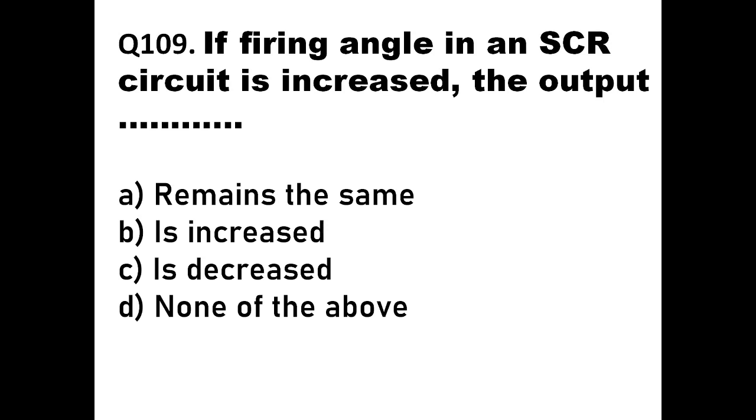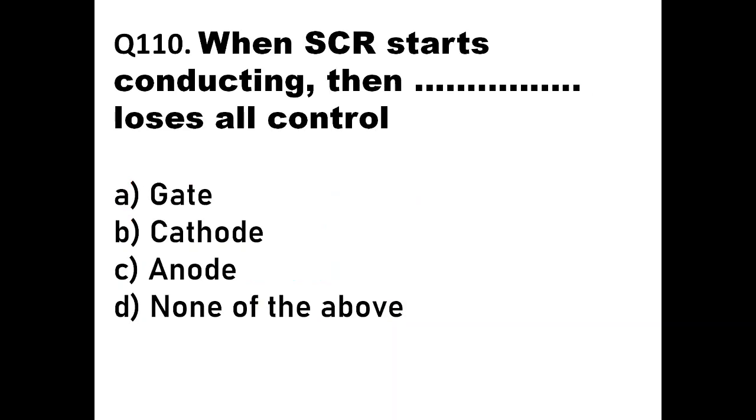So here the question is asked, if firing angle in an SCR is increased, that means the SCR is going to turn on late. That means the output voltage to the load should decrease. So here the answer should be C, is decreased. If firing angle in an SCR circuit is increased, the output is decreased. Okay, then we'll go to the next question, question number 110.